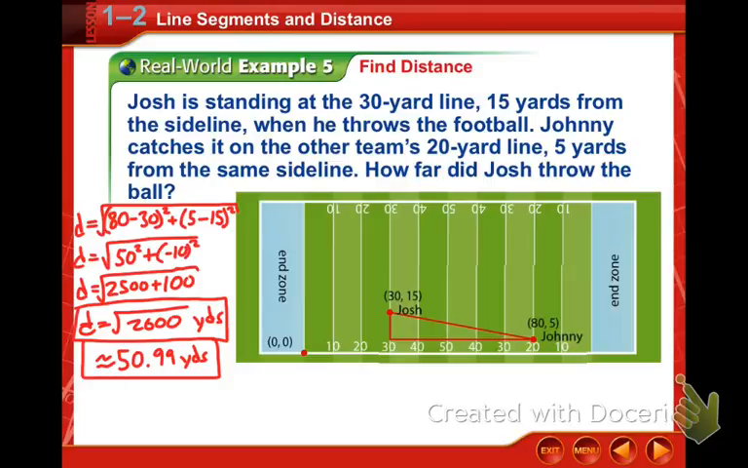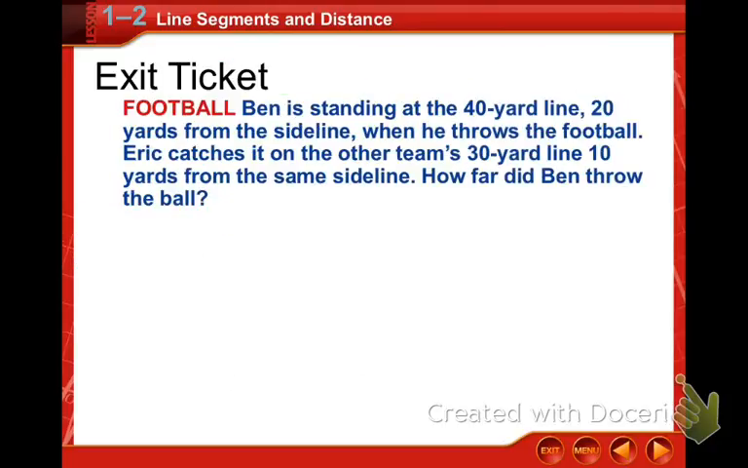And that's it. Here's our exit ticket. It's exactly the same problem, just different positions on the field. Ben is standing on the 40-yard line, 20 yards from the sideline, and when he throws the football, Eric catches it on the other sideline, other team's 30-yard line, 10 yards from the same sideline. And how far did he throw it?